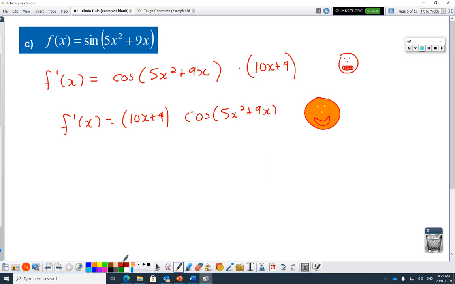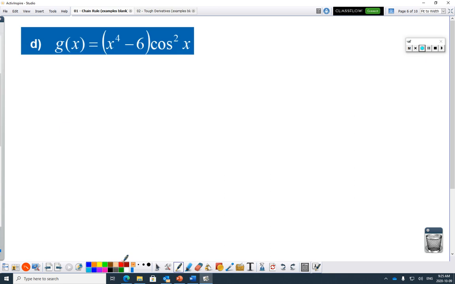Any questions about that one? Derivative of the outside times derivative of the inside. Oh, here we go. X to the power 4 minus 6 times cos squared x. Okay, cos squared x causes people no end of heartache. Question?